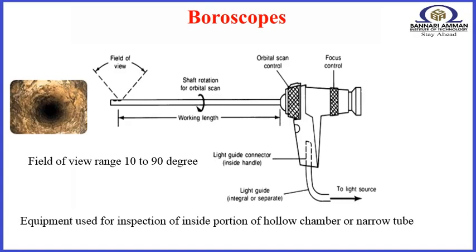In place of the eyepiece, a camera can be connected. Typical borescopes have probe diameters from 1.4 mm to 127 mm and lengths from 0.7 m to 2.7 m, and up to about 90 meters for specialized pipeline research. Field of view range is 10 to 90 degrees.